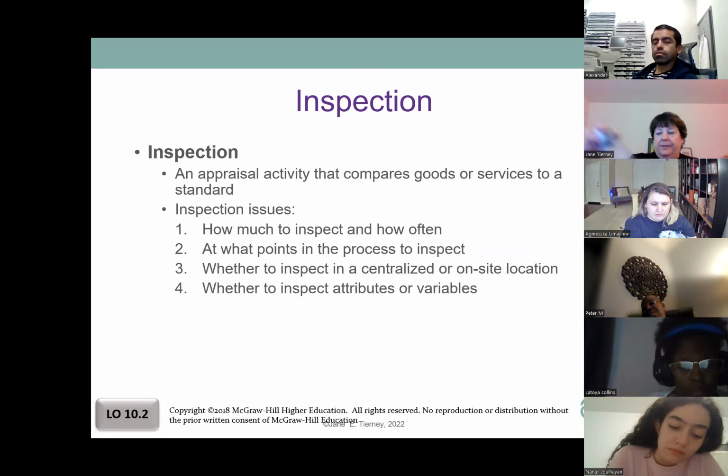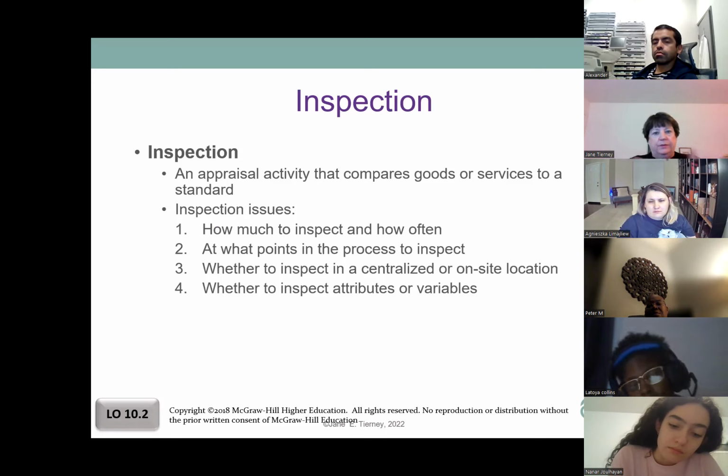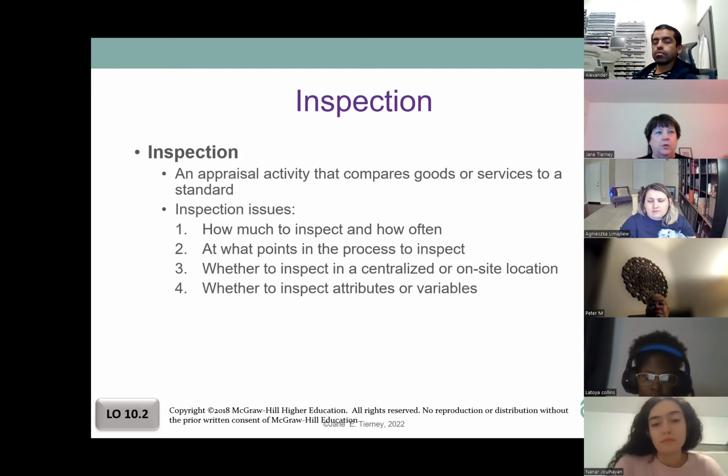So what we're trying to do is to understand how much do we inspect and how often do we inspect it. And then we say, where in the process do we inspect it? So we probably want to check it at the end, but are there any interim places that we might need to inspect before something happens? And then do we inspect it in line in the production line, or do we have to take it off site?